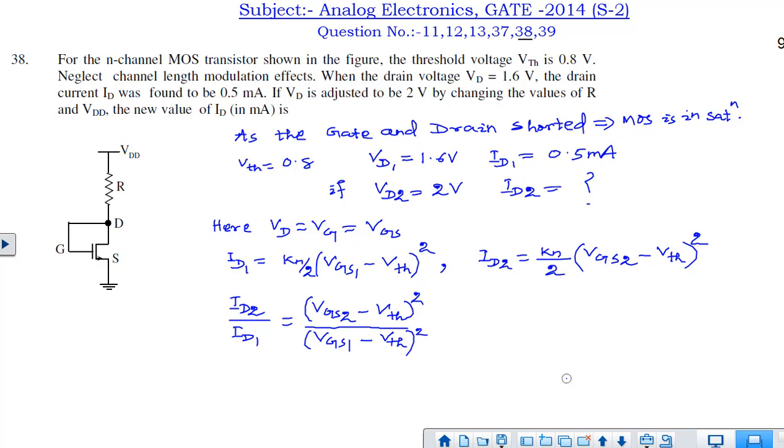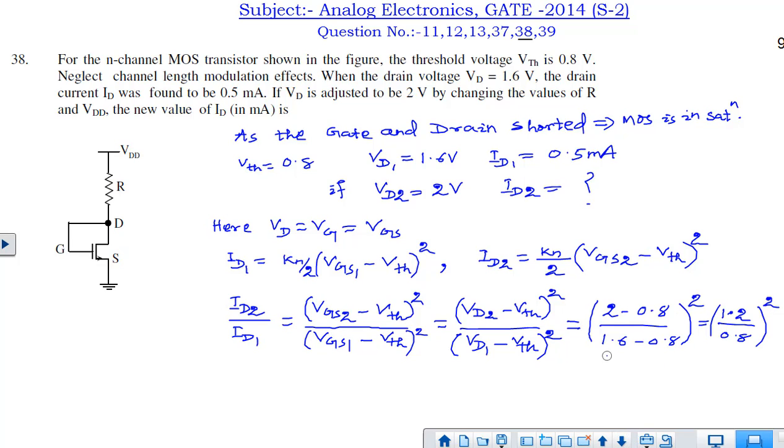Kn by 2 will be cancelled. Now VGS2 is nothing but VD2. Similarly, according to this expression, VGS1 is nothing but VD1. We have been given all these values, and ID1 also we know. We have to find out this ID2.